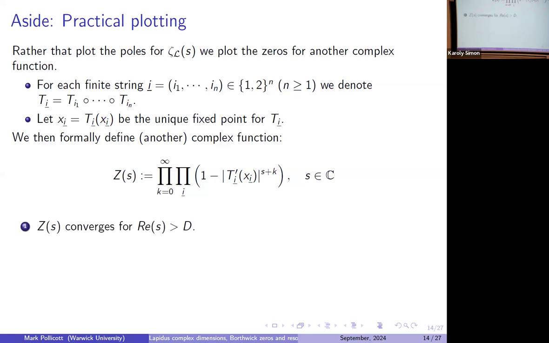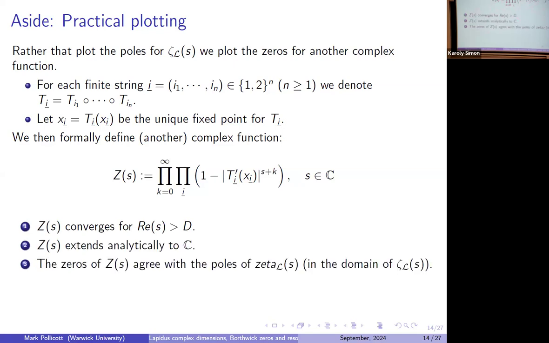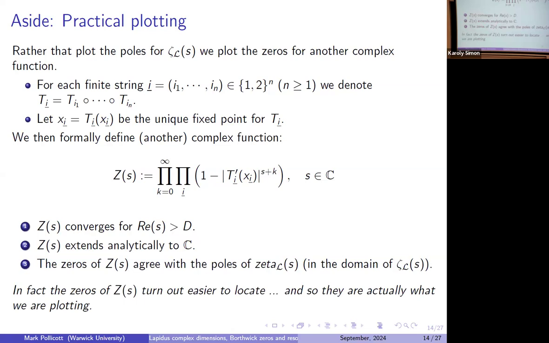But the merits of this are that it again converges in some half plane. This one extends to the entire complex plane. And the zeros of this actually agree with the poles of the zeta function I defined before. So when I draw these pictures, or more specifically, I instruct some postdoc to draw these pictures, they're not actually drawing the poles for this other zeta function. What they're actually doing is sorting out the zeros for this more complicated one, and then just using the fact that they have the same property. So the word aside at the top means you should instantly forget what I just said. I will, so you should join me in this.